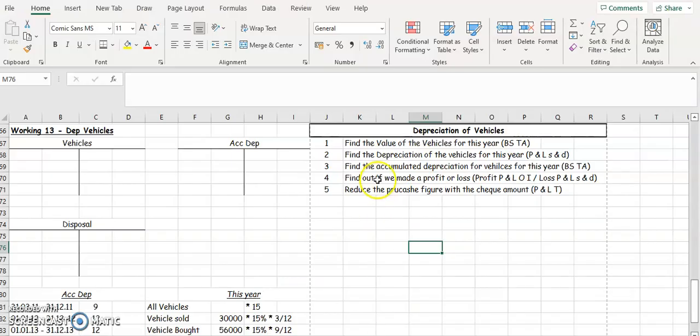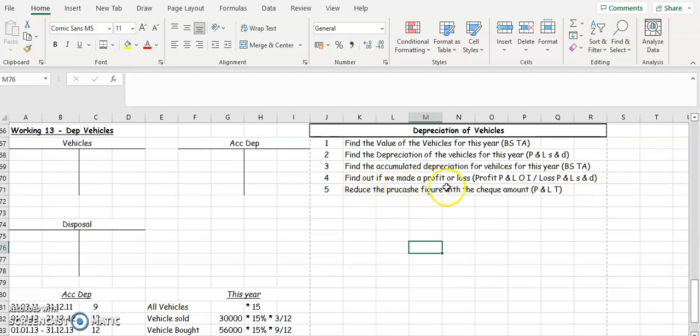So 5 parts of this question you need to do. 1, you need to find the value of the vans for this year. That goes in the balance sheet as a tangible asset. Find the depreciation of the vehicles for this year. That goes in your profit and loss account in your selling and distribution. Find the cumulative depreciation for the vehicles for this year. That goes in your balance sheet as a tangible asset underneath your cumulative depreciation.